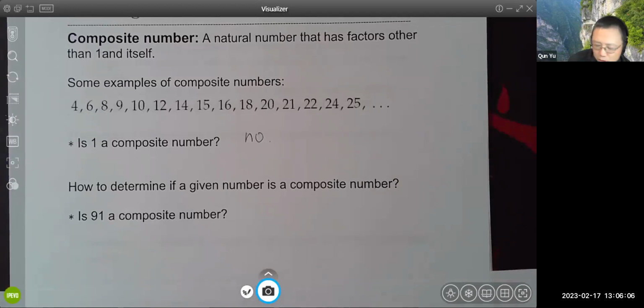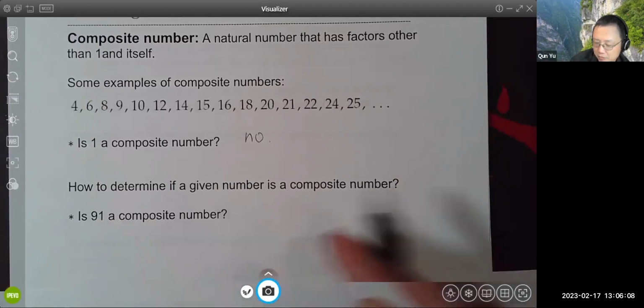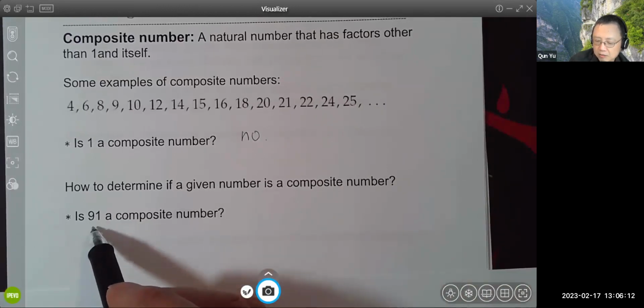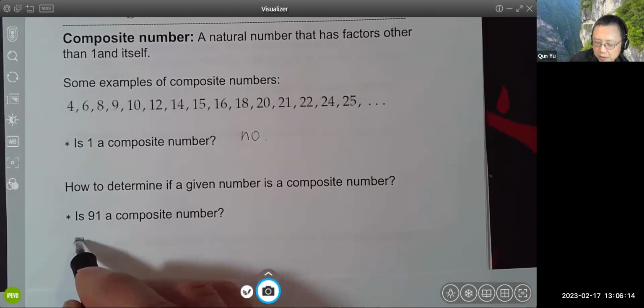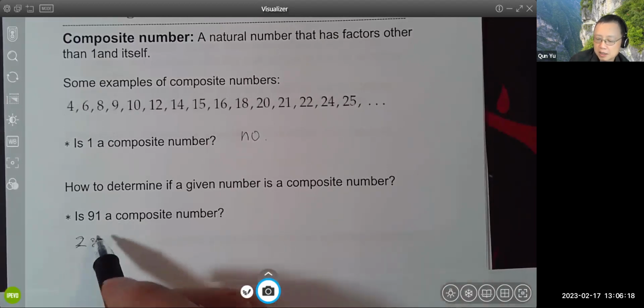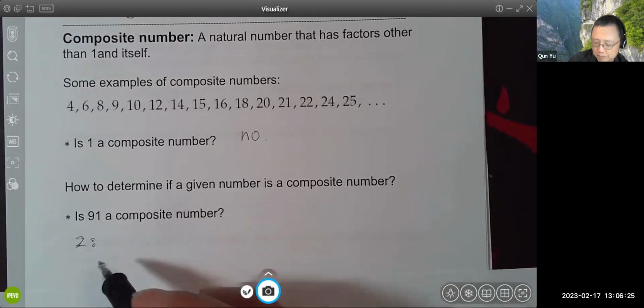So let's try it. We don't need to try 1 and itself, right? We start with the next prime number, which is 2. This one is not divisible by 2, because we already learned that only even numbers can be divided by 2. This is not an even number, so 2 is out. So it cannot be divided by 2.